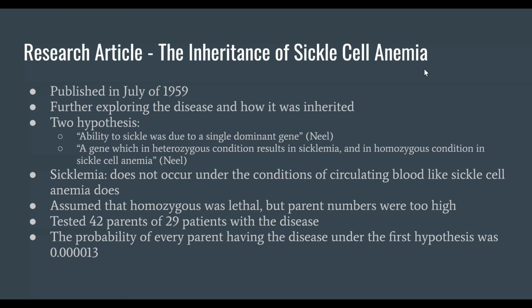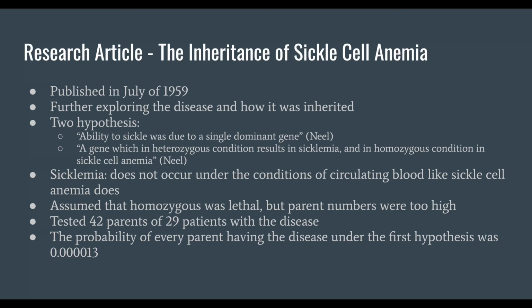So this doctor decided to explore the disease and how it was inherited, and he decided to follow 2 hypotheses. The first one was that the ability to sickle was due to a single dominant gene. And then the second one was a gene which in a heterozygous condition results in sicklemia, and in a homozygous condition results in sickle cell anemia. Now, if you don't know, sicklemia does not occur under the conditions of circulating blood like sickle cell anemia does, so that's how the 2 are different.